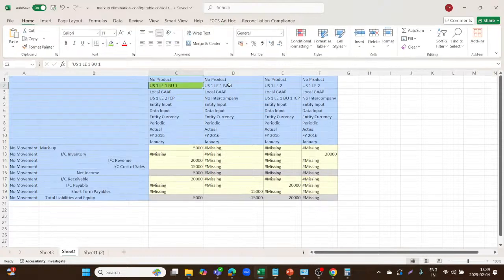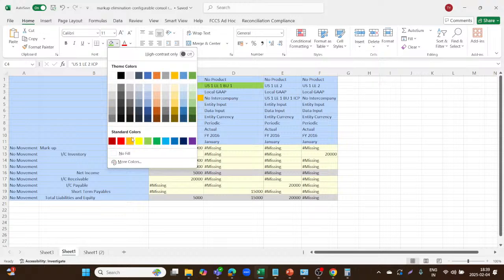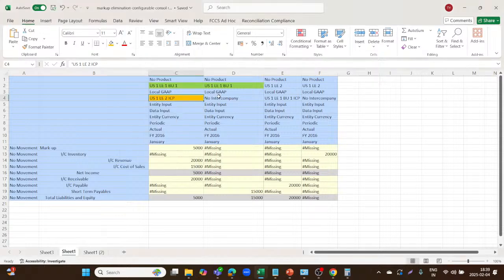If you compare this, these two are the same. Now the difference arises: this shows that this is an intercompany transaction and this shows no intercompany. Similarly, this is US2, that is legal entity 2. In the similar way, this shows your intercompany transaction for legal entity 2 and this shows your no intercompany transactions.